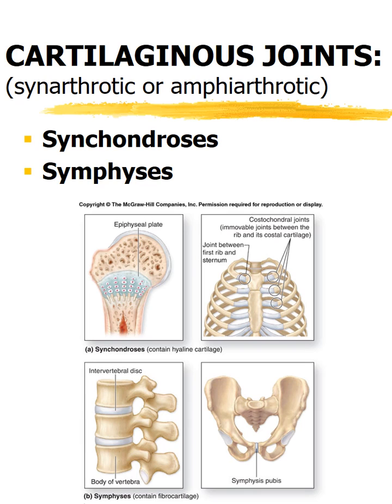A second type of cartilaginous joint is symphyses, and these have a pad of fibrocartilage between the articulating bones. The fibrocartilage helps resist compression and tension stresses and acts as a resilient shock absorber. Symphyses are considered to be amphiarthroses because they allow for slight movement.